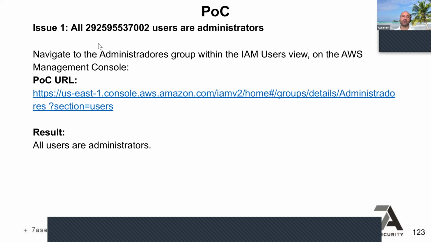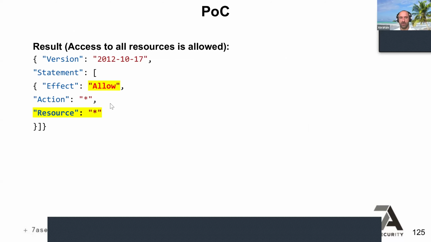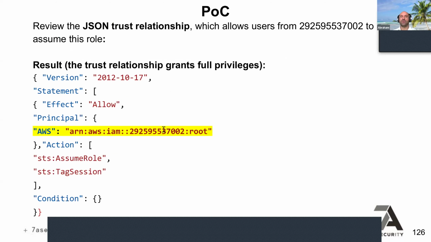So this was the proof of concept. We could see all users and administrators. You can navigate to the administrators group and see all users and administrators. Then you can use a trust relationship to see that the users would be able to, using the permission propagation, gain access, right? You can see Allow is set to star. So using the trust relationship you can exploit this. This is the trust relationship which grants full privileges.